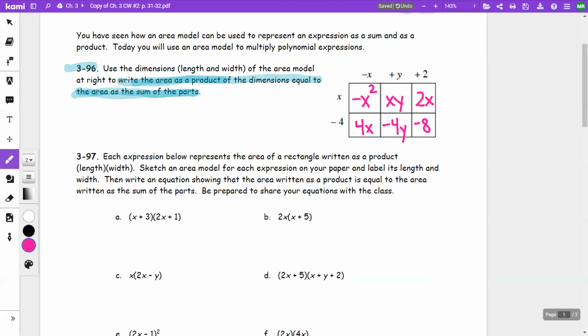Now you combine like terms, but none of these happen to be like terms except for this 4x and this 2x. That's it. Everything else is not like. So our answer is going to be, well, let me first write it as area as a product. So this is area as a product. You don't have to write this wording out, but I want you to understand which one's the product and which one's the sum.